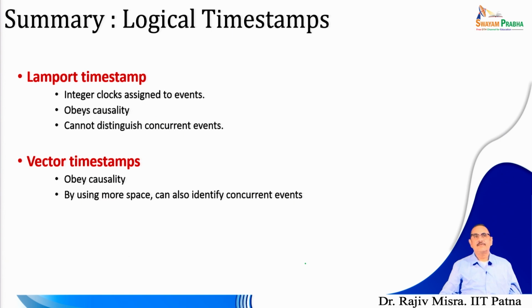So, let us summarize the logical timestamps. We have seen two different timestamps: one is called Lamport's timestamp, the other is called vector timestamp. Lamport timestamps are integer clocks assigned to events that obey causality, but cannot distinguish between concurrent events. Vector clocks obey causality, and by using more space they can identify concurrent events.